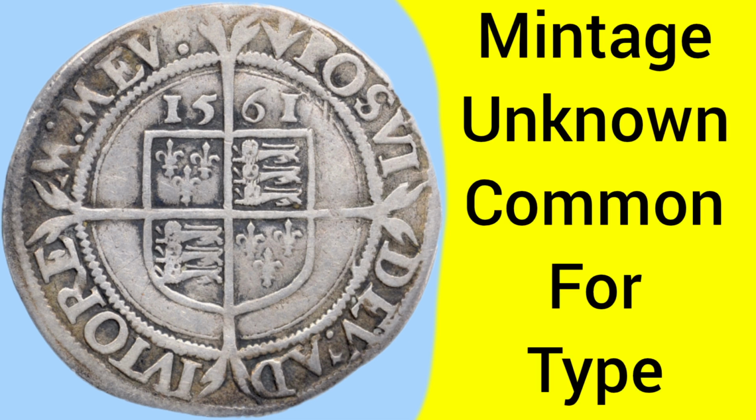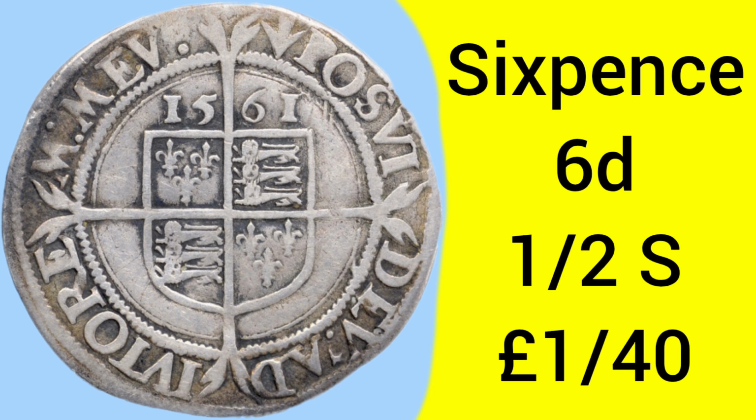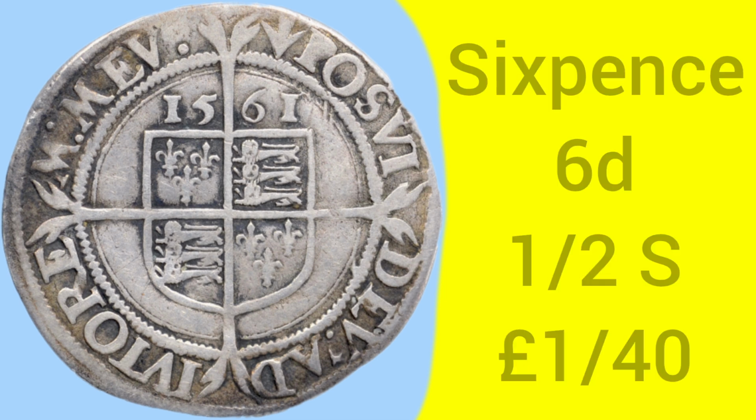For comparison, the mintage is unknown for this year, but 1561 is a common date for the type, a common date for an Elizabeth I sixpence that you might find. A sixpence, of course, being worth 6p. That was what back at the time was worth 1/2 of a shilling, or 1/40th of a pound, so there'd be 40 of these coins in every pound sterling.